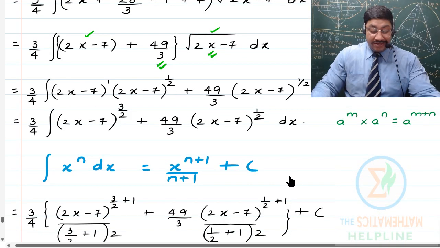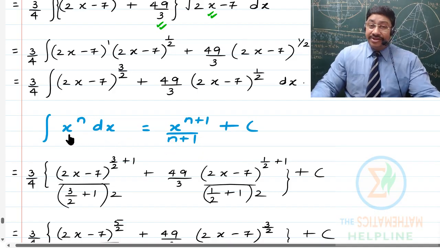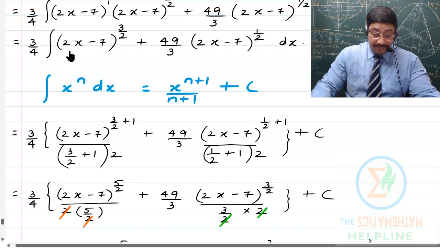And now we integrate both of these separately, remembering that the integration of x raised to the power n is actually x raised to the power n plus 1 divided by n plus 1 plus c. So as such, we now have here 2x minus 7, which is going to be treated just like x, which is raised to the power 3 upon 2 plus 1 divided by 3 upon 2 plus 1. But since this is a linear expression which is treated just like x raised to the power n, that's why we will be dividing by the coefficient of x, that is 2.